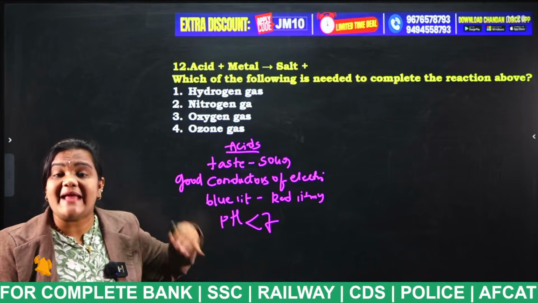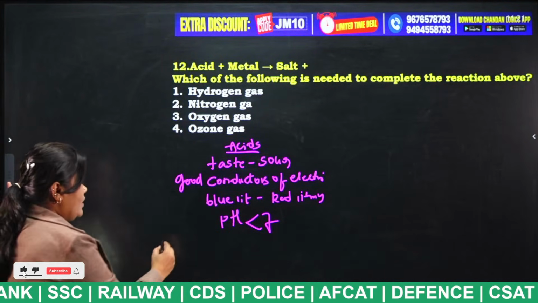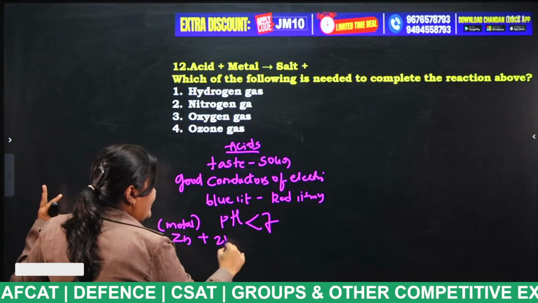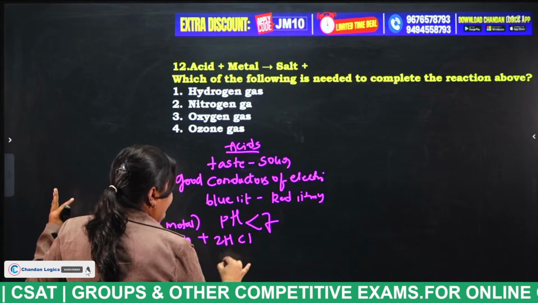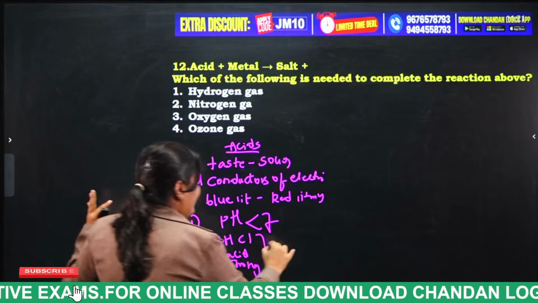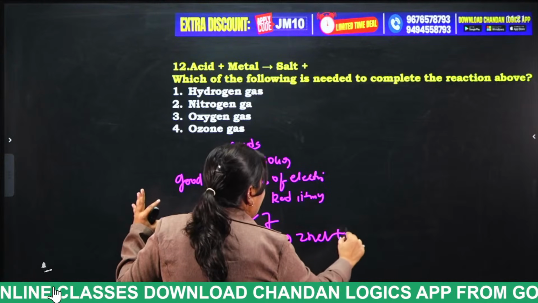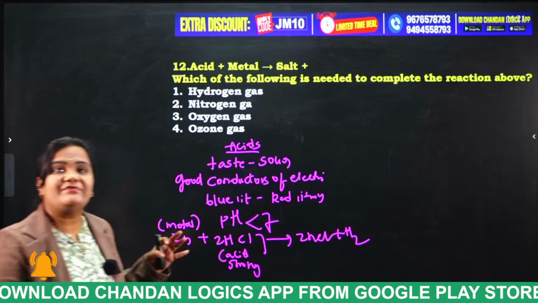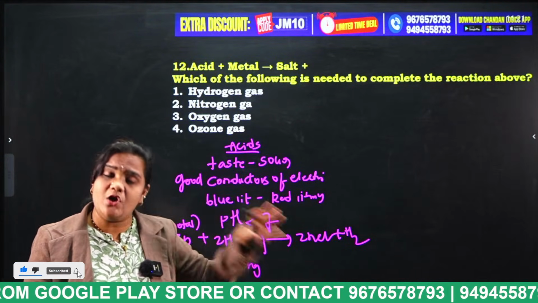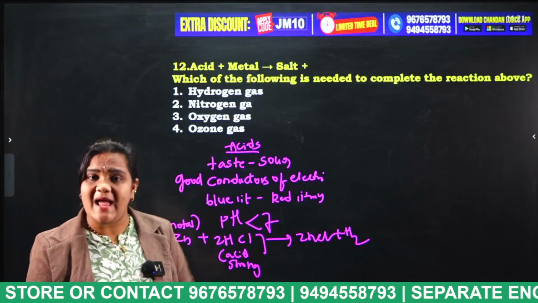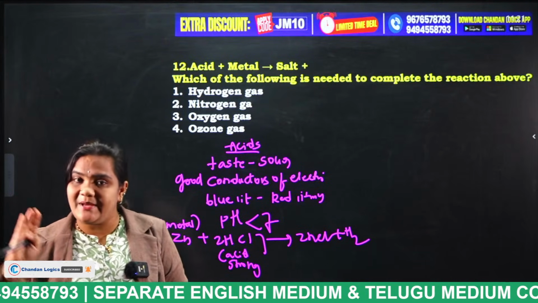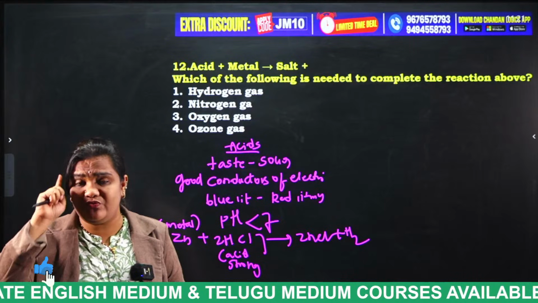If acid reacts with metal, for example, Zn, it is a metal. If it reacts with hydrochloric acid, which is the strong acid, what happens, students? What are the products we get? Zinc chloride plus hydrogen gas. Now, say me what is the answer for this question? Very good. If any acid, if it is hydrochloric acid, if it is sulfuric acid or any acid, reacts with metal, which gas is going to be liberated? Hydrogen gas. Remember this, students, very, very important.